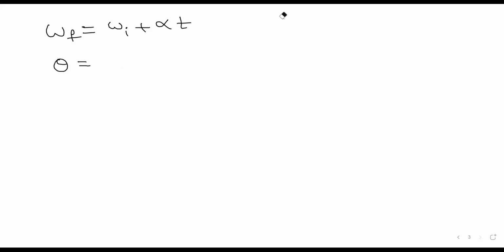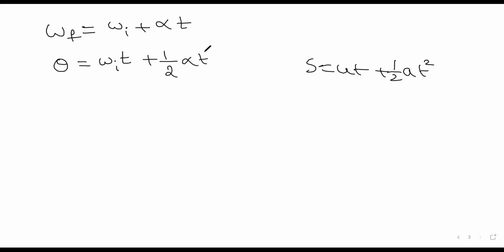We have omega x equals omega initial t plus half alpha t square. And then omega final whole square minus omega initial square is equal to 2 alpha theta.